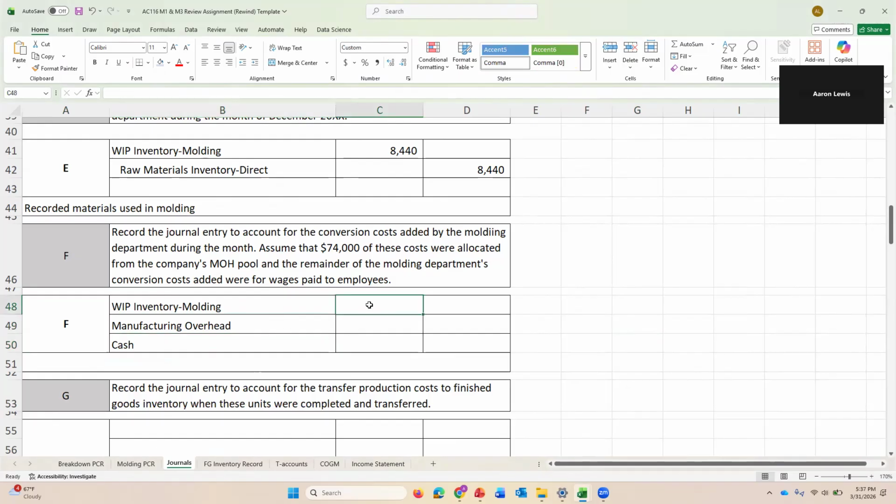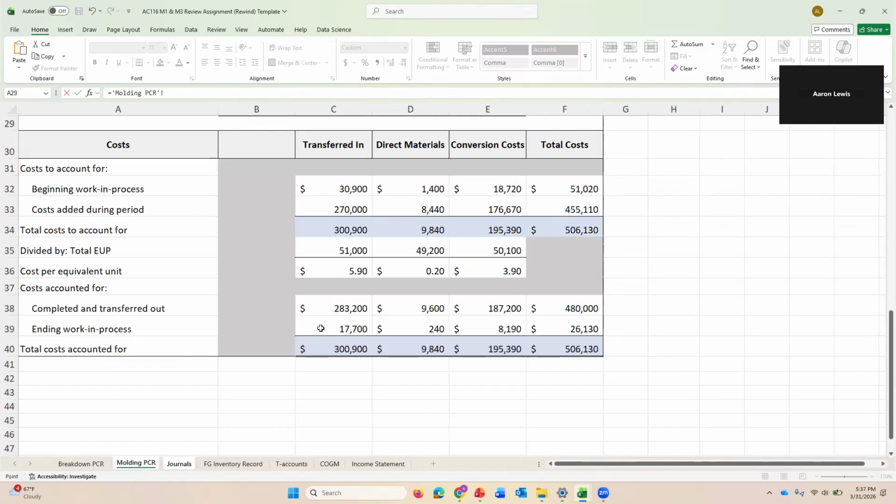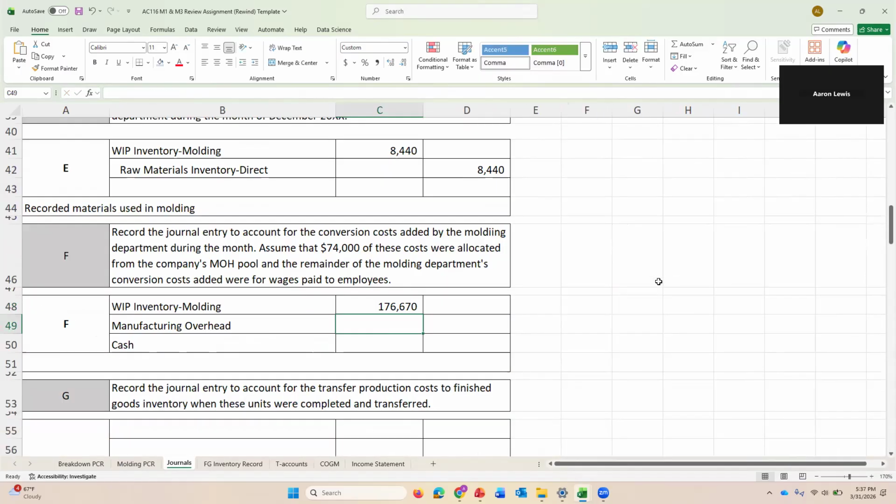So what was the total amount of conversion costs that were added by the molding department during the period? Let's go back to that company's PCR. And the amount of conversion costs that got added by that department were 176,670 according to the molding department's PCR. So I debit WIP inventory molding for 176,670. I am told that $74,000 of that came out of the manufacturing overhead pool up here in the prompt, and that the difference, the remainder, was paid in cash to employees.